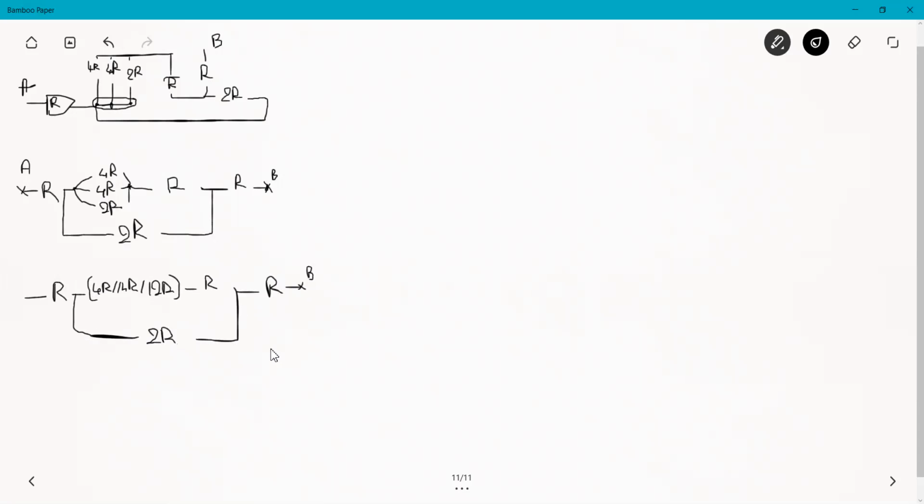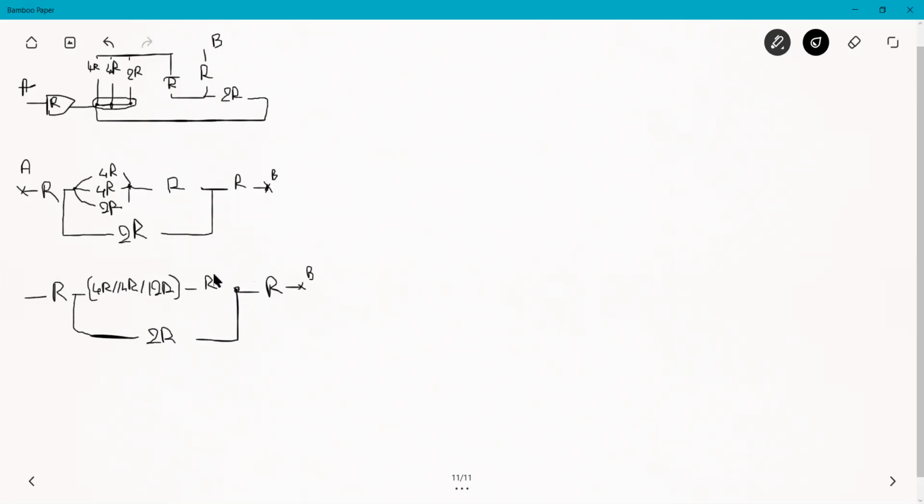Could you see association of resistors? Just a point here. You cannot say that this 2R is in parallel with this single R here. Why? Because they don't share both of their terminals. They join their terminals here, but not here, because you have this in between.